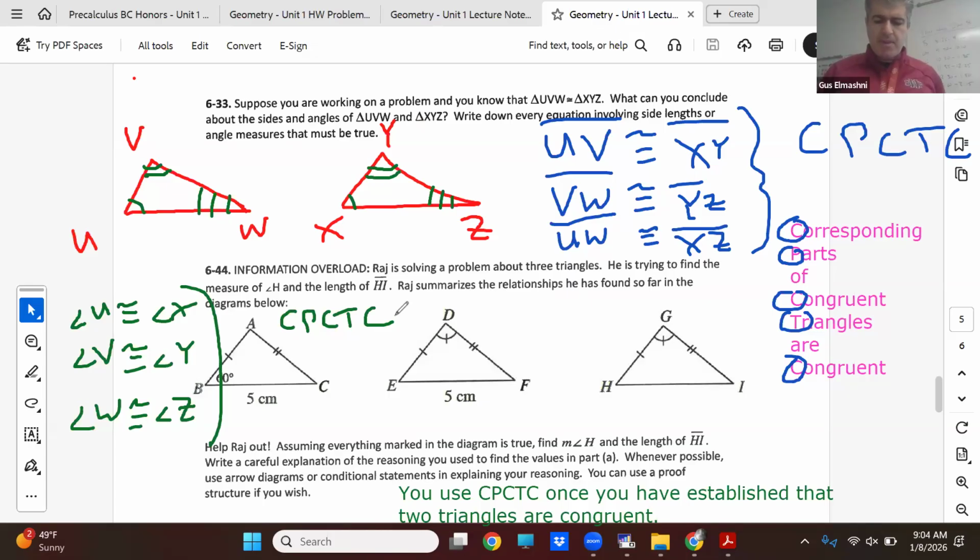Let's read this one here. I don't see it filled out, so I'm not sure if we really do this one, but for 644, information overload. Raj is solving a problem about three triangles. He's trying to find the measure of angle H and the length of HI. Raj summarized the relationships he has found so far in the diagrams below. Okay, so I think he should be okay.